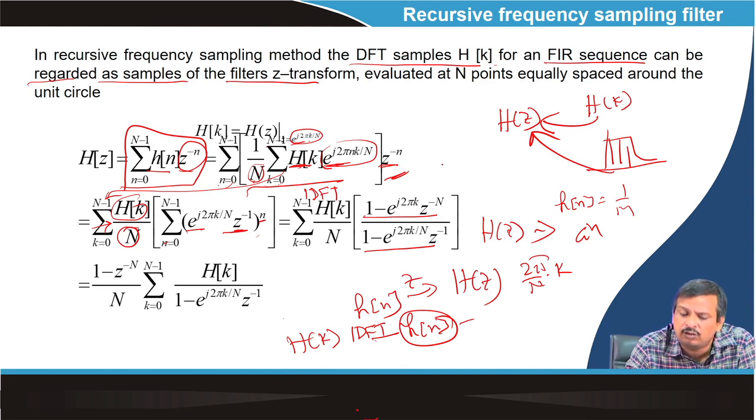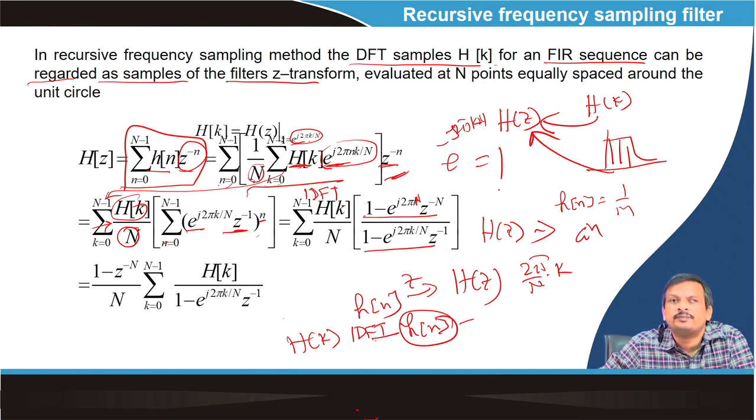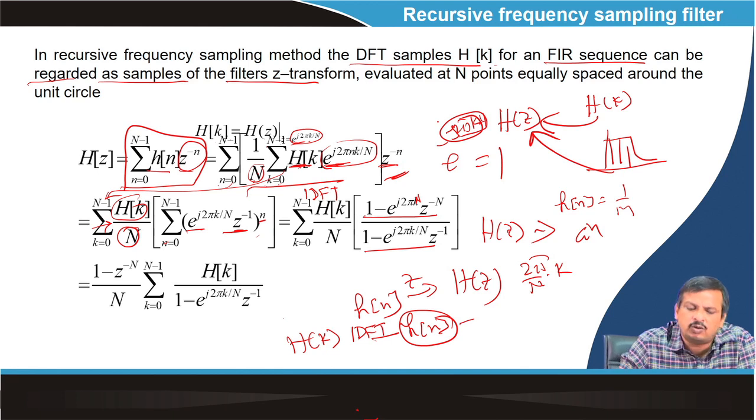Now if I see e to the power minus j 2 pi k, there will be an n also here. So 2 pi k n is nothing but an integer, all are integers. So it is nothing but cos theta plus j sin theta, and all are 1. So I can put this as 1. So this is nothing but 1 minus z to the power minus n, which doesn't depend on k, so I put it outside.